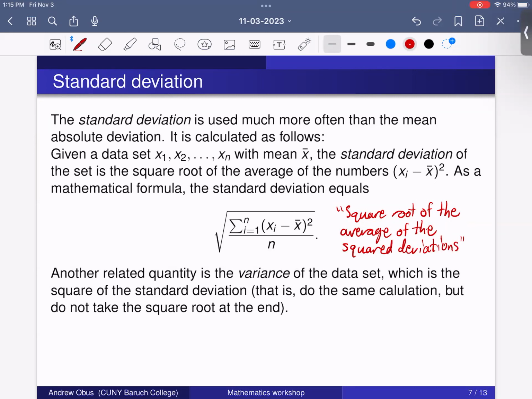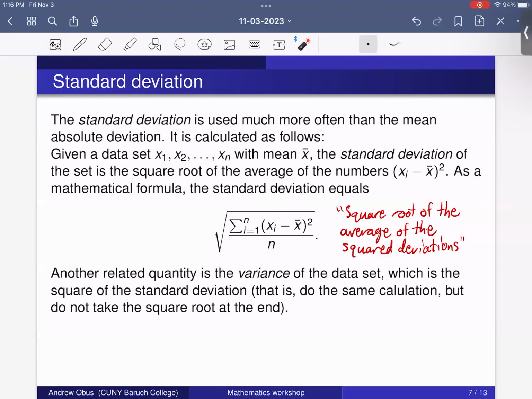Okay, so this is what the standard deviation is. You take all of these distances, but instead of just averaging them, you actually average their squares instead. Keep in mind that the squaring is still going to make everything positive, right? So just like the mean absolute deviation, these standard deviations are always going to be positive numbers. You take the average of these squares, and then because you squared everything, you take a square root to cancel out the squares.